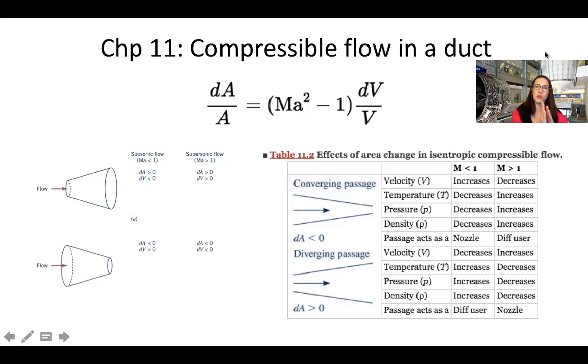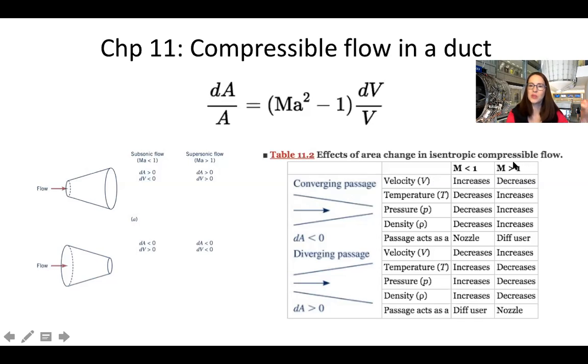So for a Mach number of about 0.3 and below, we can ignore compressibility effects. For 0.3 and above, we have to deal with compressibility effects. So for a Mach number less than 1, the behavior is as our intuition is, right? We have a converging passage and our velocity increases.